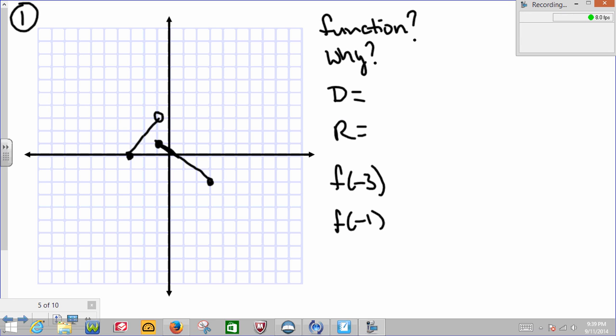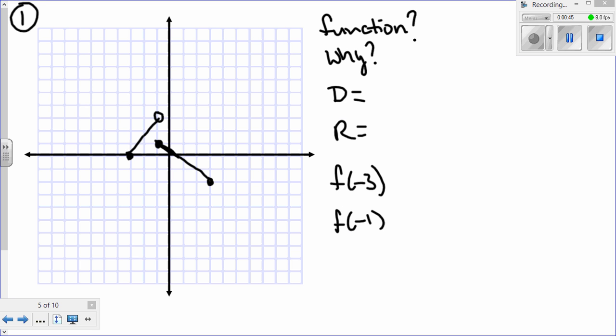All right, let's try that again. If I draw a vertical line through my function, you see it does touch in two places. However, we have an open circle up here, which means it's not equal to, and a closed circle down here, which means it is equal to. Therefore, this is a function. So the answer is yes.